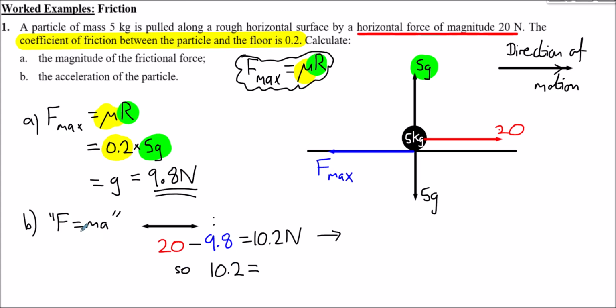And that'll equal the mass of the object. So mass is 5 multiplied by the acceleration.